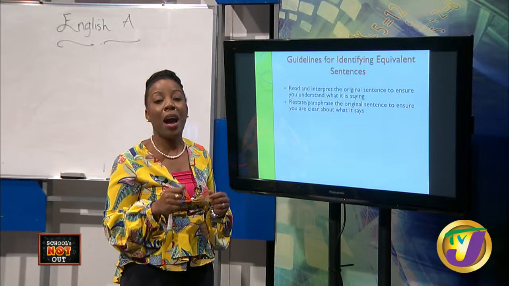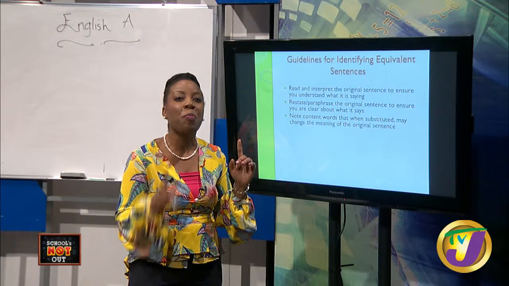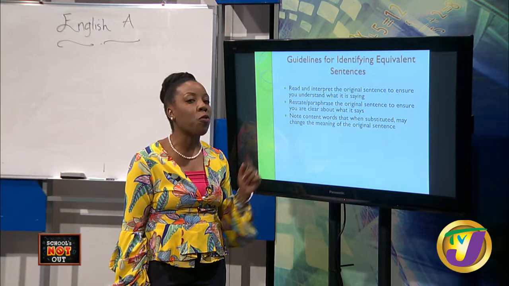Good? Third guideline. Note content words that when substituted may change the meaning of the original sentence. So when you look at the original sentence, you identify some outstanding or main words in it, and you begin to preempt what other constructions you might get in the options A, B, C, or D. So you prepare your mind for possibilities with regards to how the examiners might have changed the meaning of the sentence. Be prepared for that by identifying content words, for example, in the original constructions.